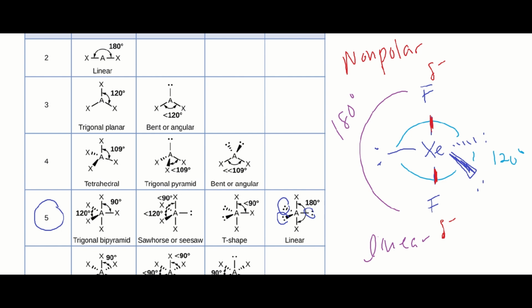So molecules can have polar bonds, but if they cancel each other out, then the molecule can be non-polar, as in this case.